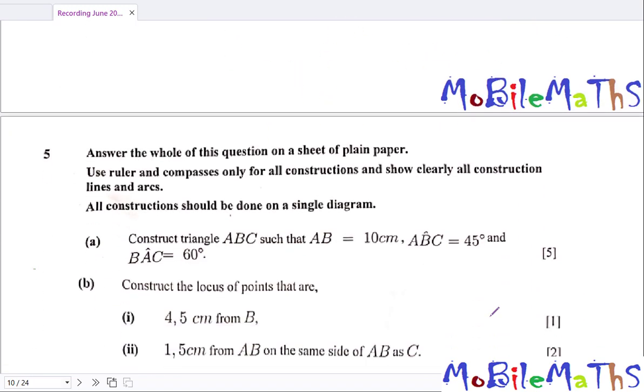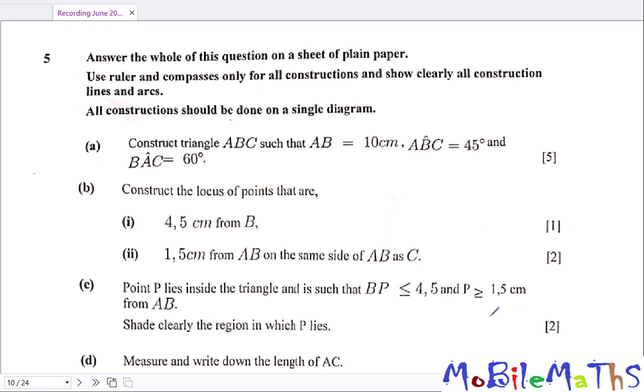Let's move on to the next question, number 5. What I'm going to do here, guys, is explain how to do this question. Then I'm going to sit down and do it, then I'll send you the solution after this explanation.